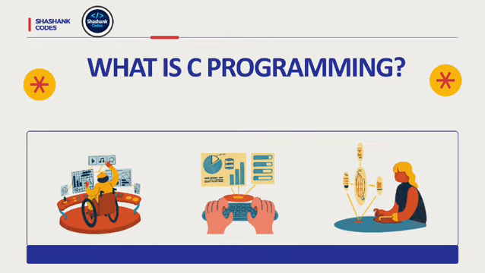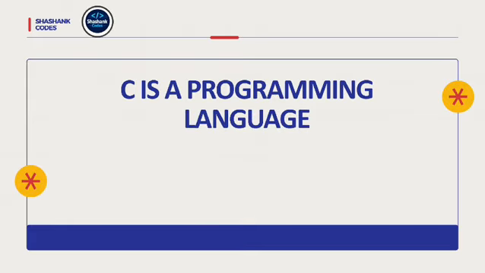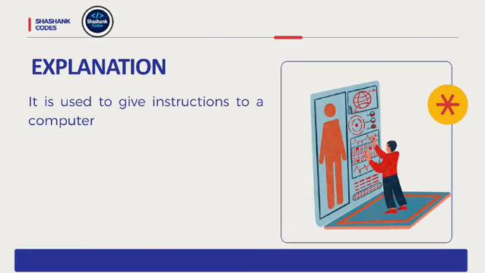In this video, we are going to understand what C programming is in a very simple and beginner-friendly way. First of all, C is a programming language, where a programming language is used to communicate with a computer and give instructions to perform any particular task. Just like we use English or any other language to communicate with people, we use programming languages like C to communicate with computers. Computers cannot understand human language directly, so we use programming languages.